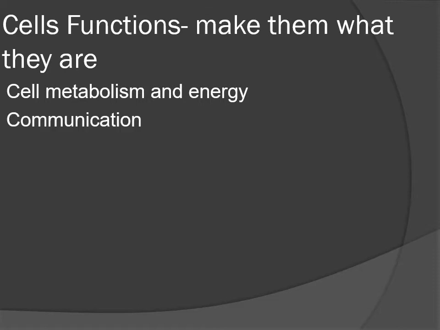The second thing is communication. Communication happens between cells. No, it's not blah, blah, blah with the mouth, but communication is actually done with chemicals released and detected. Also, electrical signals allow for communication. And again, we're going to get more in depth with this as we go on through A&P.